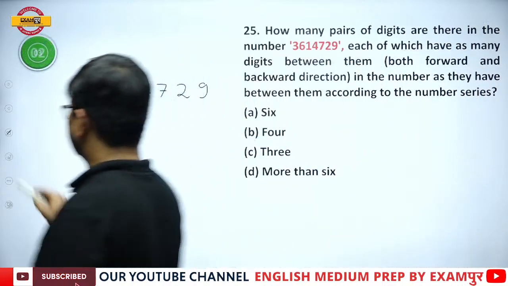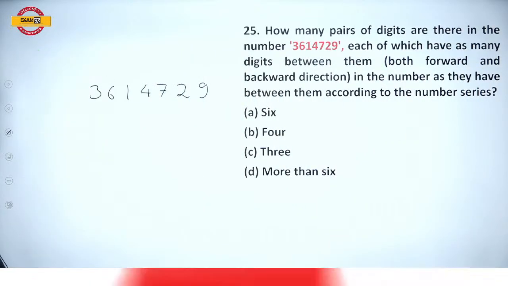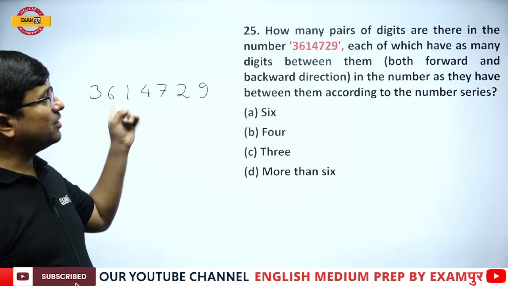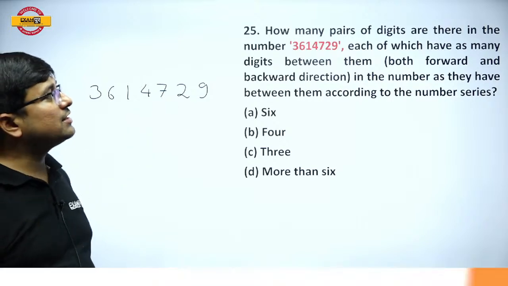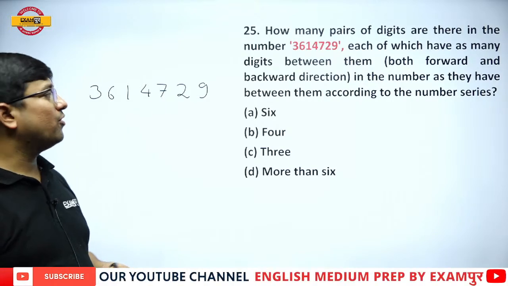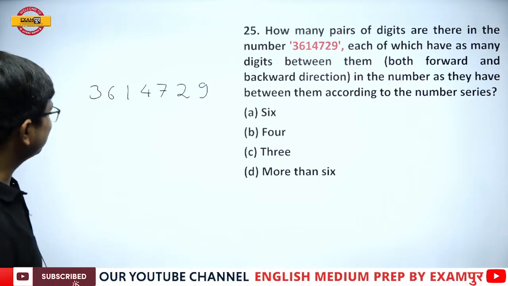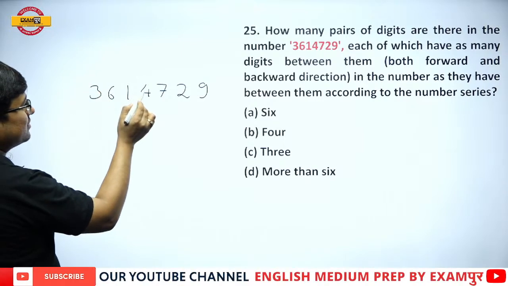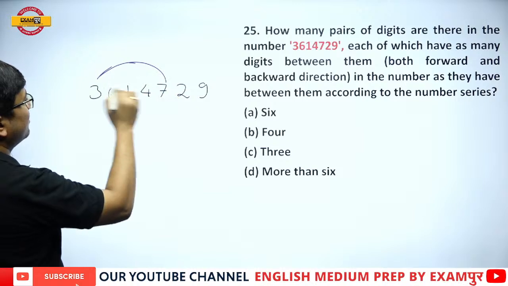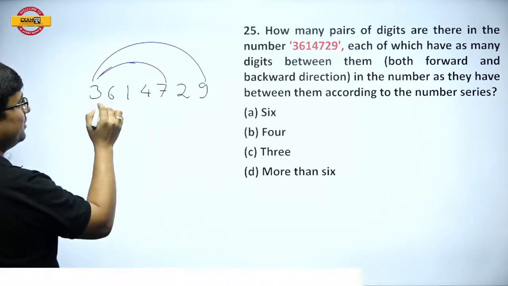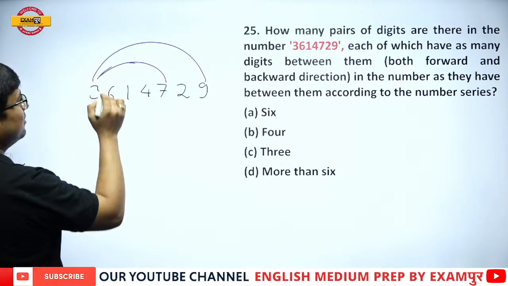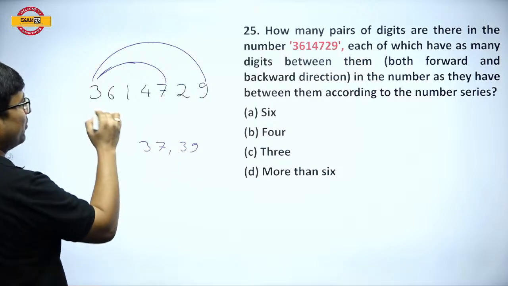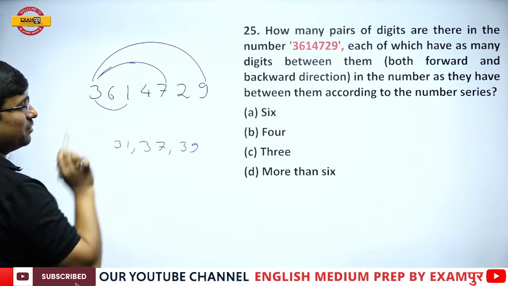Okay, now see, my dear students, have a look at this. How many pairs of digits are there in this number, each of which has as many digits between them in both forward and backward order? Now see, let us check in forward order. From 3: 4, 5, 6, 7. Then here also, between 3: 4, 5, 6, 7. And then 3: 4, 5, 6, 7, 8, 9. So, two pairs are there. 3, 7, 3, 9. Also in backward order, 3 and 1. It is also one pair. So, three pairs are already there.